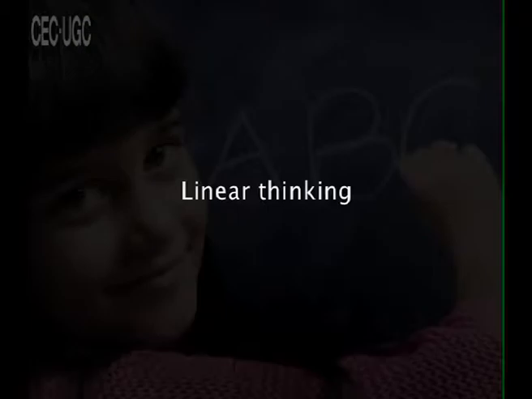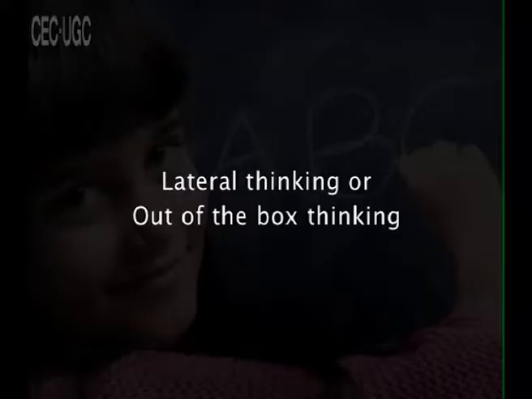Now, what is lateral thinking? There are two types of thinking: linear thinking, which is a very obvious and ordinary kind of thinking that all of us know. And there is another type of thinking which is known as lateral thinking, or out of the box thinking.